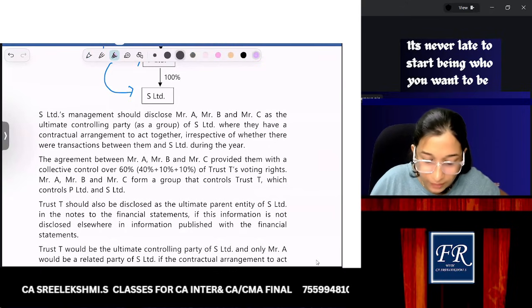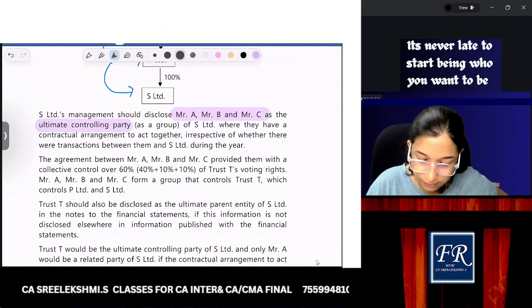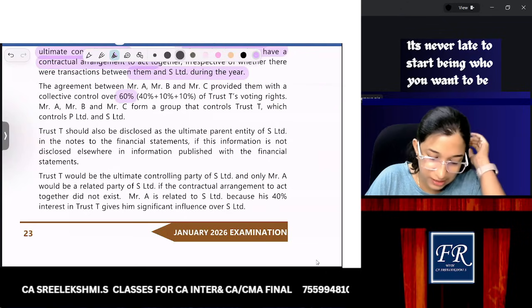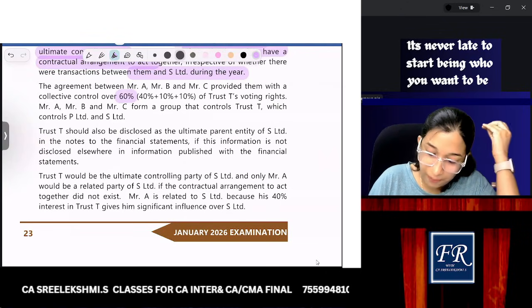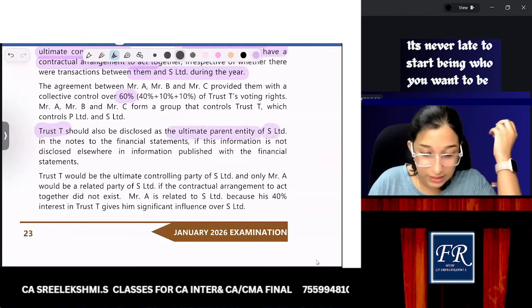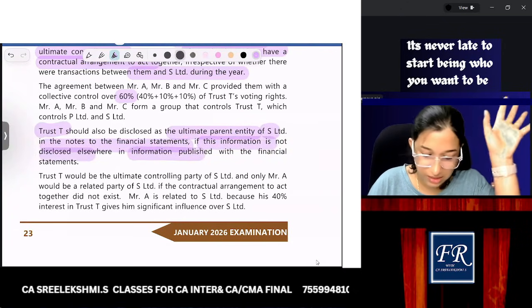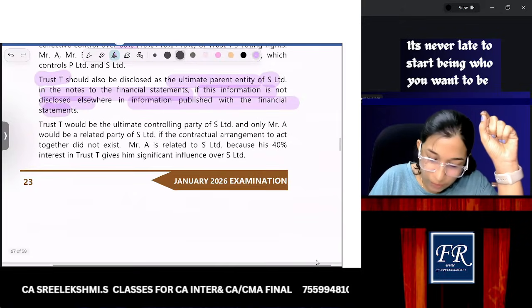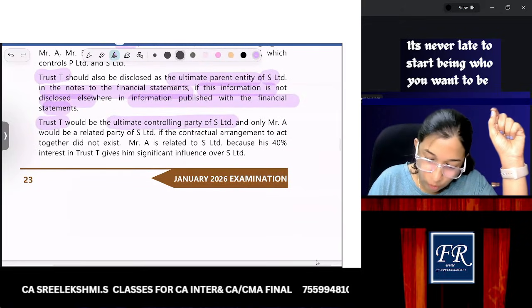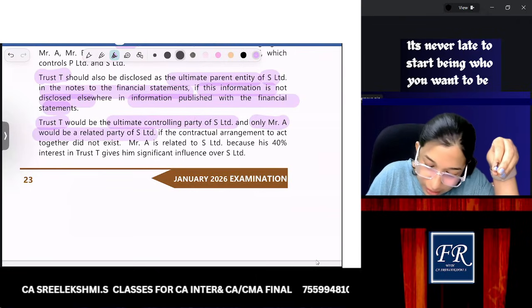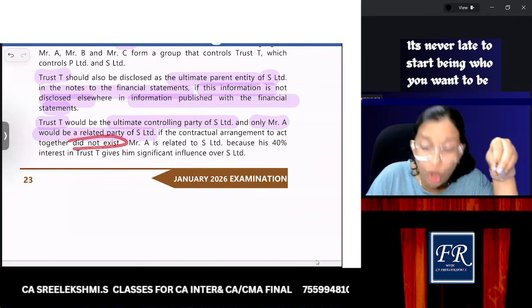When they have a contractual arrangement to act together. So the agreement covers 60%, and the rest they have just explained. The trustee should be disclosed as the ultimate parent of S in the notes to the FS, if this information is not disclosed elsewhere in information published with the financial statements. Now, the trustee would be the ultimate controlling party of S, and only Mr. A would be a related party of S if the contractual arrangement does not exist.